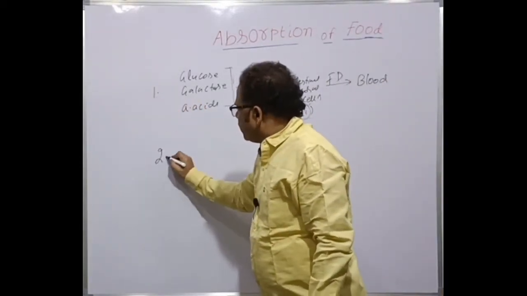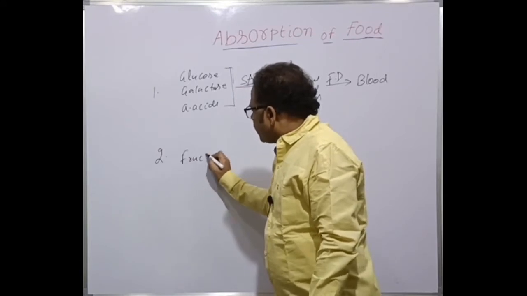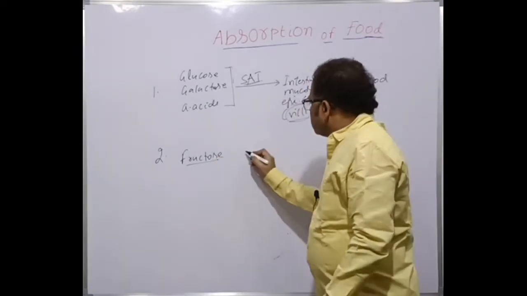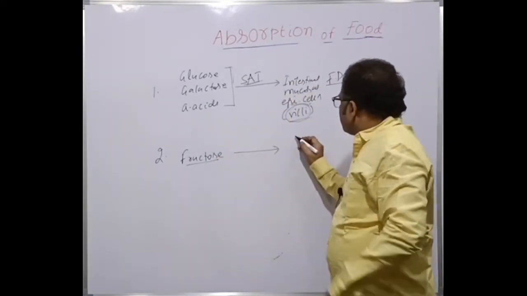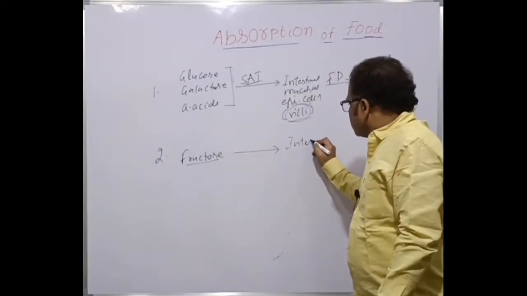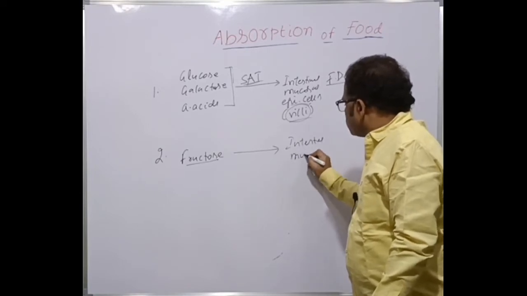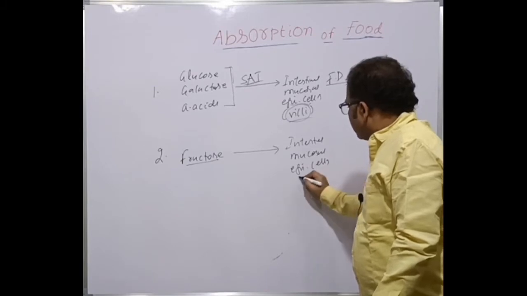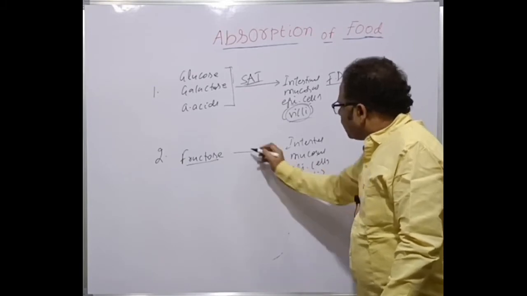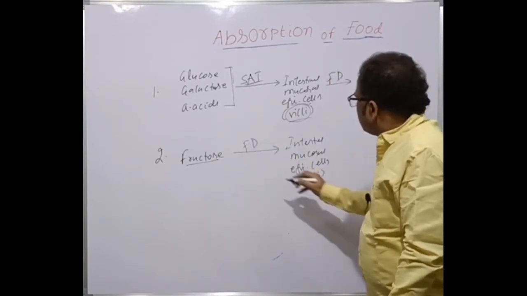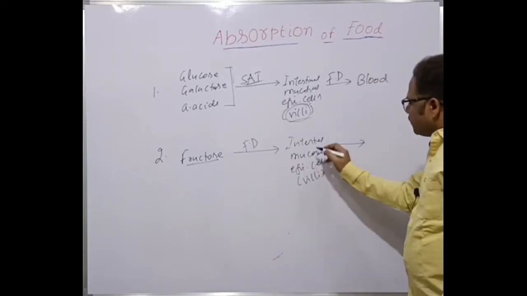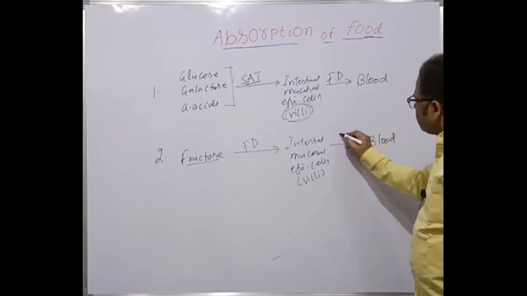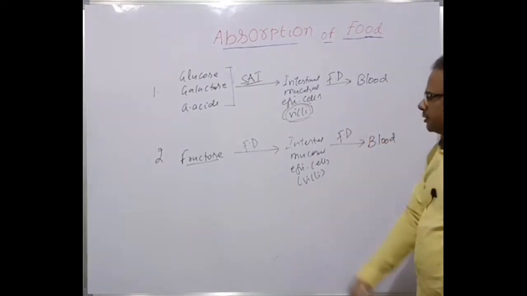The second point is the other end product of carbohydrate digestion, called fructose, which is transported into the intestinal mucosal epithelial cells lining the villi again through facilitated diffusion. From these villi cells, it is absorbed into the blood by facilitated diffusion.